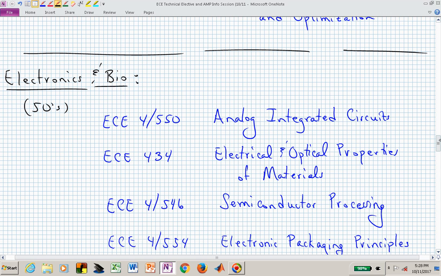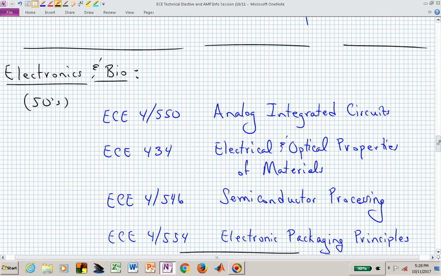If you want to know how they create, in a manufacturing manner, or what's the process involved in making these semiconductors, that's 446, 546. And I think that's taught by someone outside of electrical and computer engineering. That's maybe taught by a chemical engineering faculty.